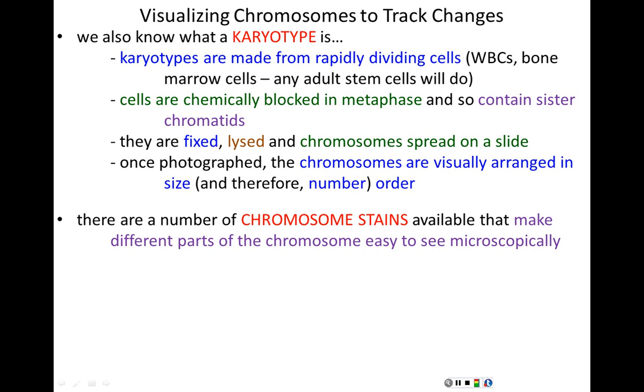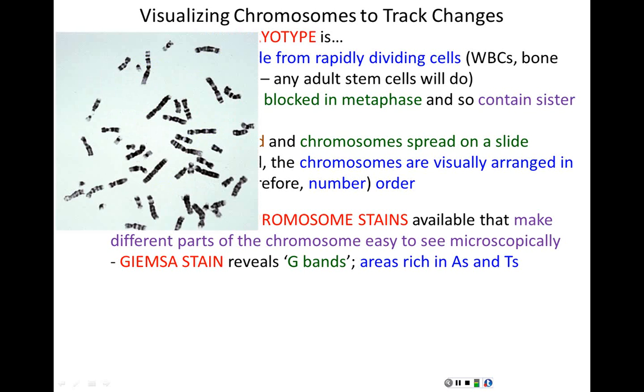To do that, we need chromosome stains. And there are a number of different chromosome stains available that make chromosomes easy to see microscopically, and depending on which stain you use, you can highlight or visualize different parts of the chromosome. I'll give you some examples here. There's Giemsa stain.